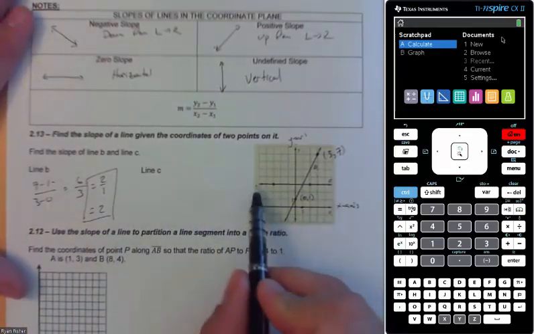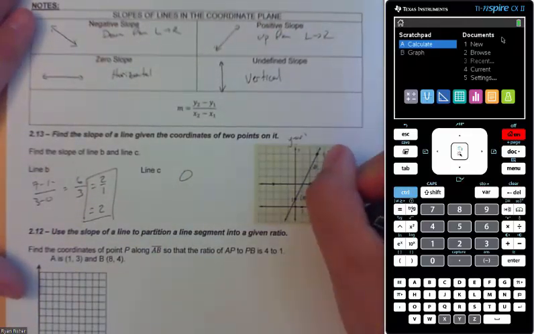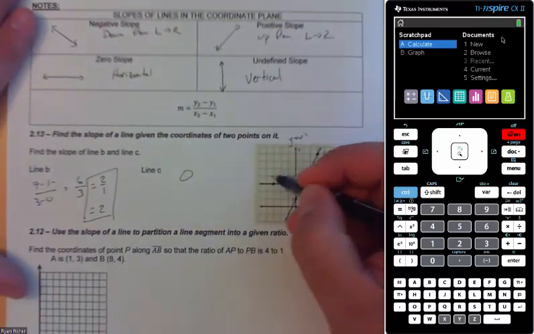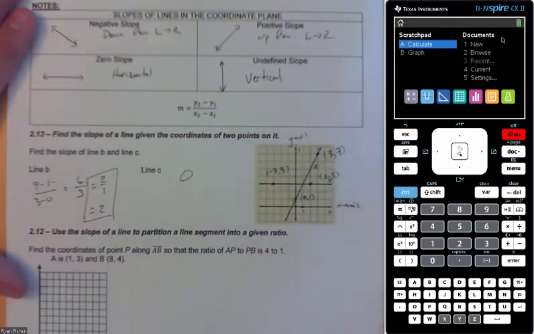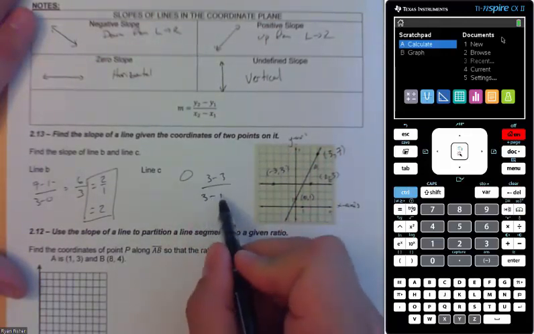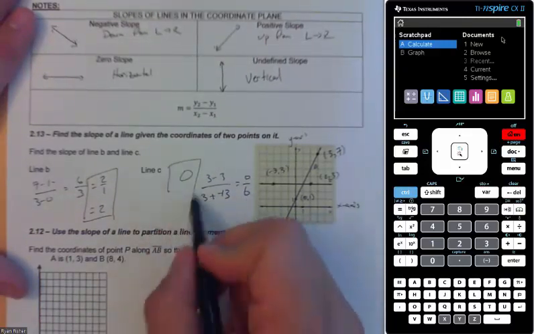What's the slope of line C? Line C is a horizontal line. It's 0. You can see that if you want to check with coordinates to make sure that that makes sense. It looks like this coordinate is 2, 3, and this coordinate is minus 3, 3, and 3 minus 3 over 2 minus minus 3 is 0 over 5, which is 0.